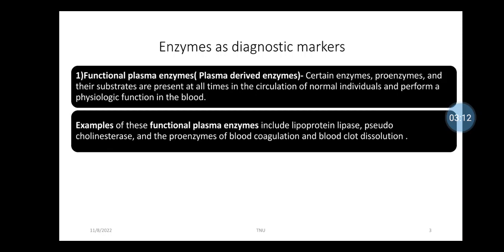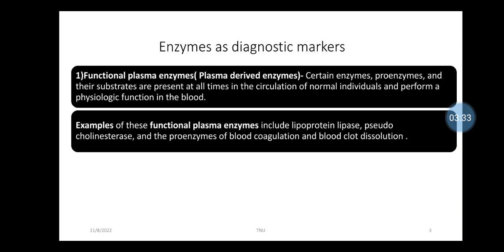Examples of these plasma derived enzymes are lipoprotein lipase, pseudocholinesterase, proenzymes of blood coagulation and blood clot dissolution. These are the enzymes we have known. These are always present in the blood.